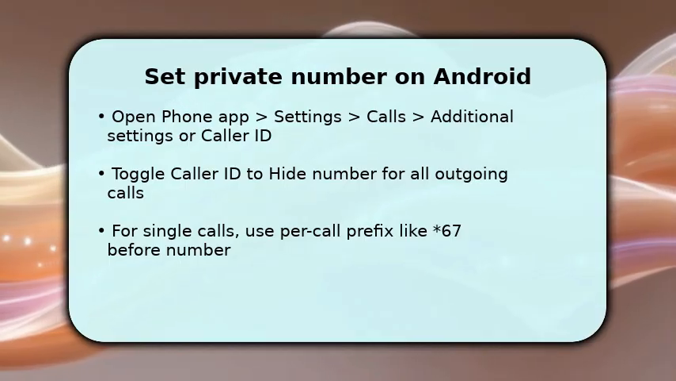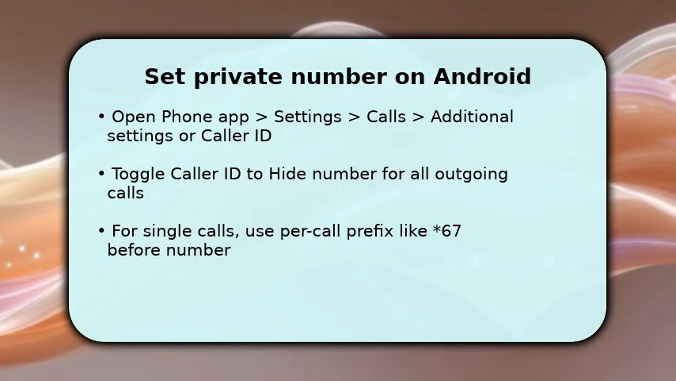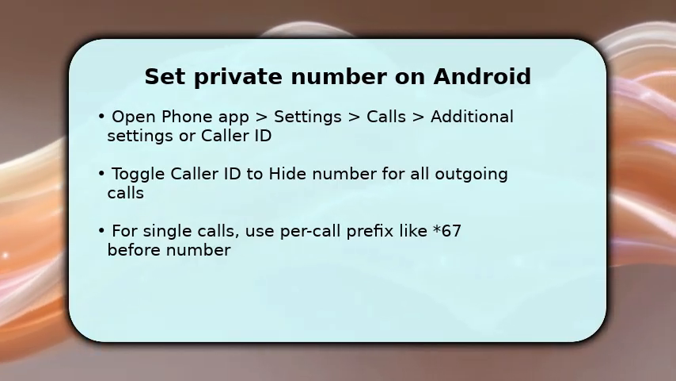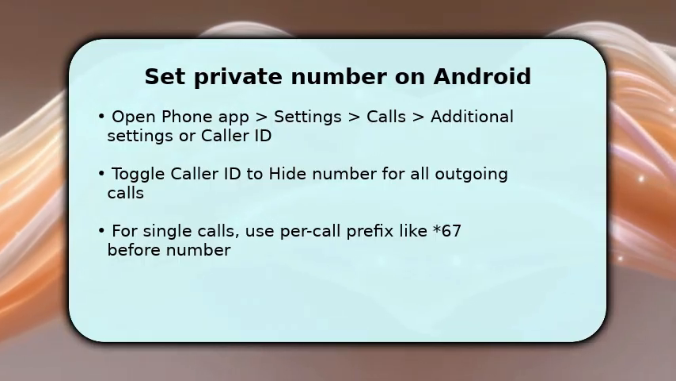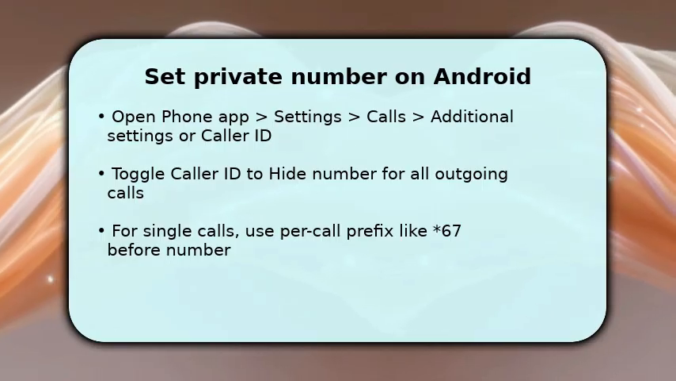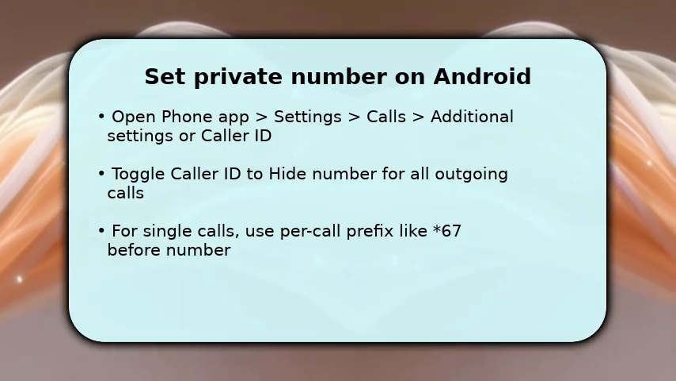If your Android lacks the menu, use the per-call prefix like *67 before the number to hide the caller ID for that call only. Make a test call to a second device to confirm it shows as private, and note any carrier prompts that may override the setting.